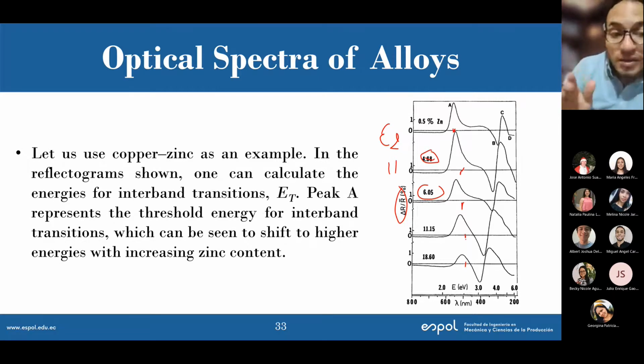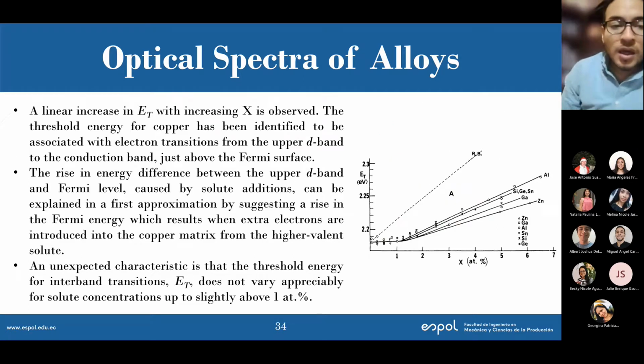So I will need a bit more energy in order to be able to excite the electrons and generate the interband transition. Okay, so that is, let's say, ET, what we call the energy for interband transition, or the threshold energy.